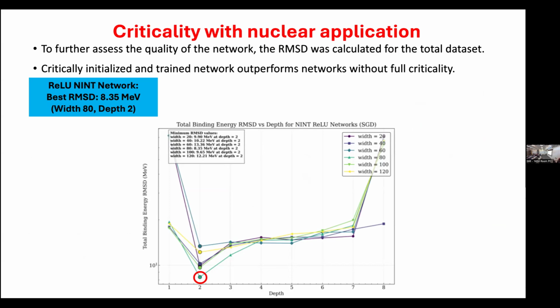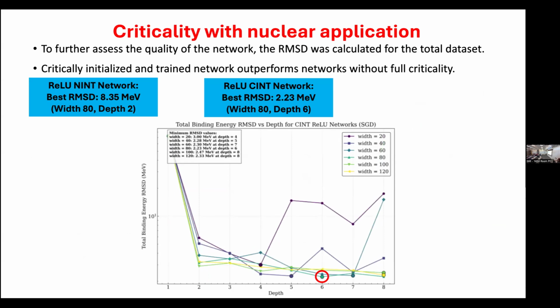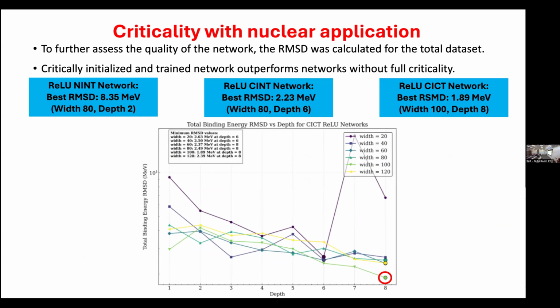So to check even more about the performance here, I calculated the root mean squared deviation for the data set. And for the fully non-critical network, I get an RMSD of about 8.35 MeV, and the best value that we got is down there circled in red. When I go to the half critical case, I get an improvement to 2.23 MeV, so by about a factor of 4. And there's that best value there at about a depth of 6. And then with the fully critical network, I get the best result of all. So this seems to continue to indicate that these critical networks outperform the non-critical cases.